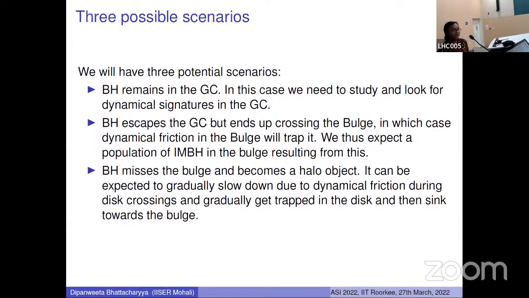Now, the second scenario can happen when the black hole escapes the globular cluster, but then ends up crossing the bulge after getting ejected from there. In that case, the dynamical friction within the bulge will trap it. So we expect a population of intermediate mass black holes in the bulge. Another case is where the black hole misses the bulge and becomes a halo object. Then it can be expected to gradually slow down due to dynamical friction during the disk crossings, and gradually be trapped in the disk and then sink towards the bulge. So these three scenarios are possible, and we'll try to find out the velocity limits for these scenarios.